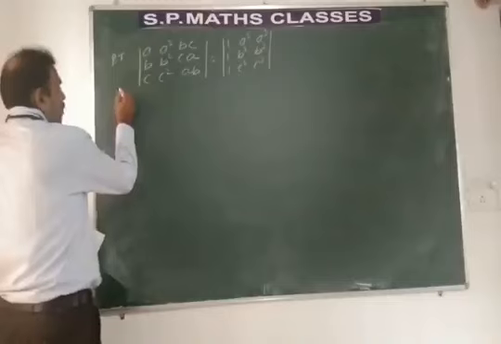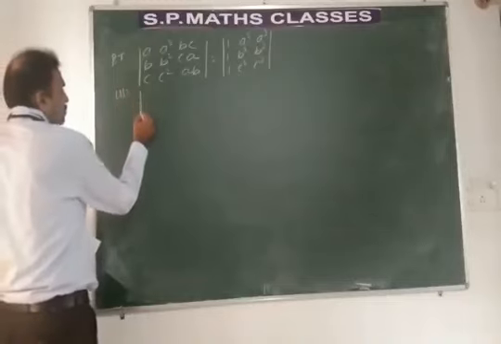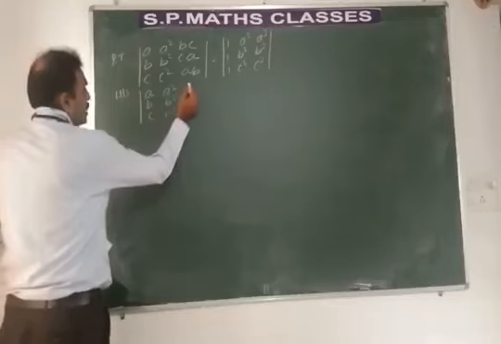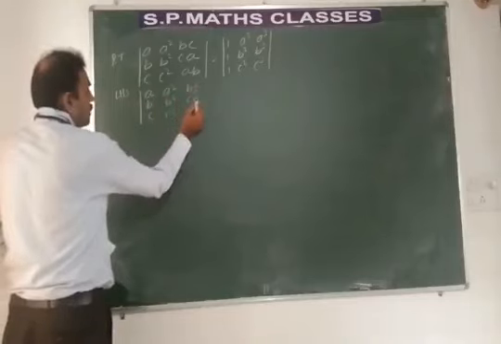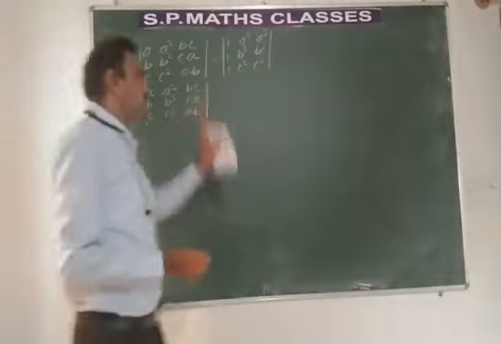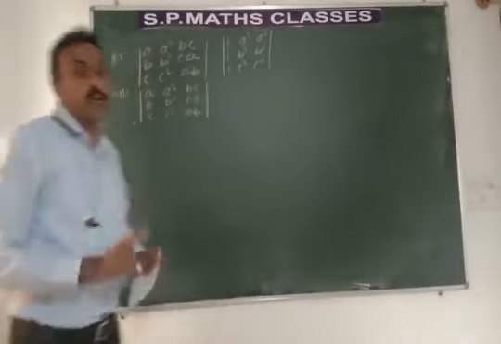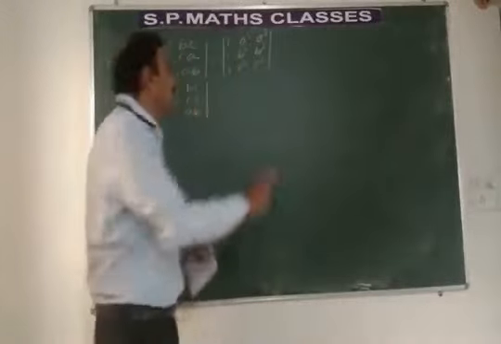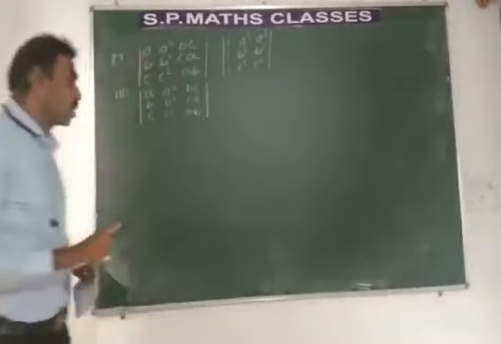What we have to do? I take the LHS: ABC, A square, B square, C square, BC, CA, AB. What can I do now? See, you have to get this answer: 1, A square, A cube; 1, B square, B cube; 1, C square, C cube. You should have 1, 1, 1 in the first column.